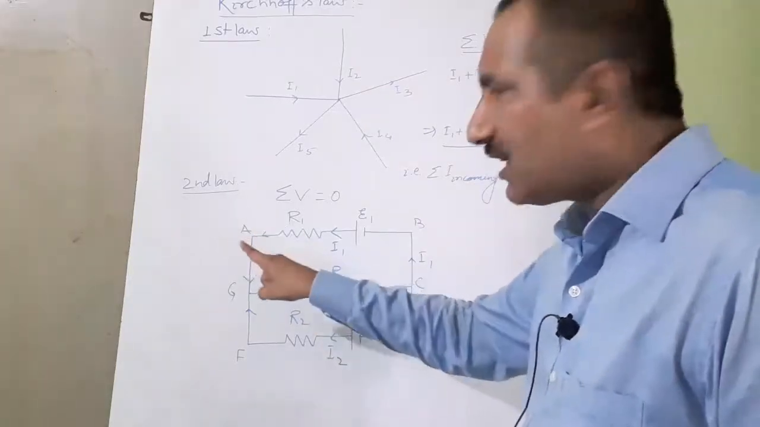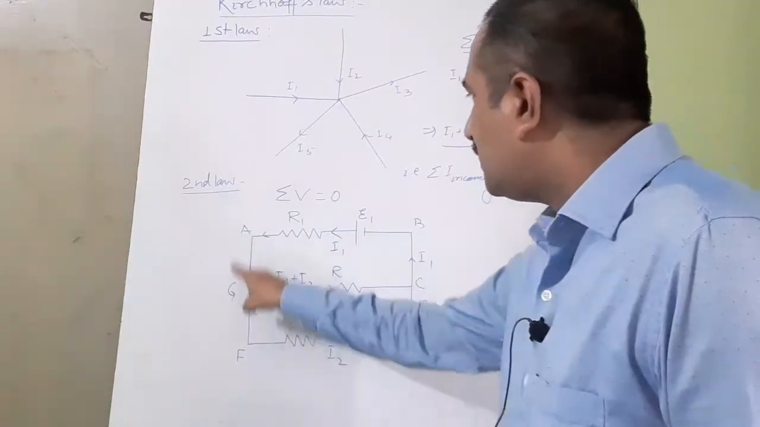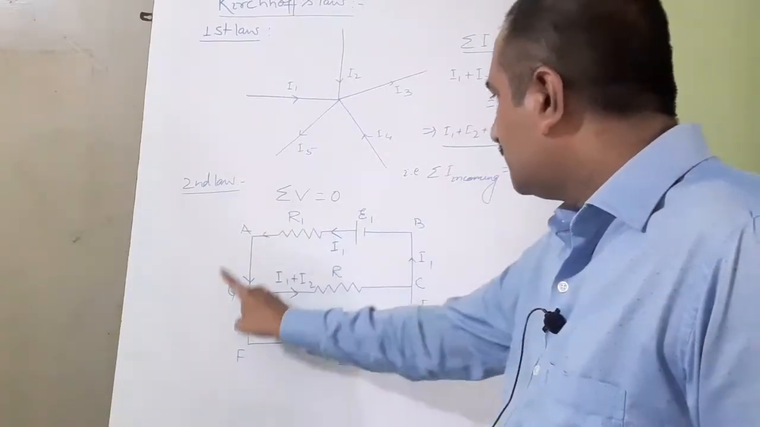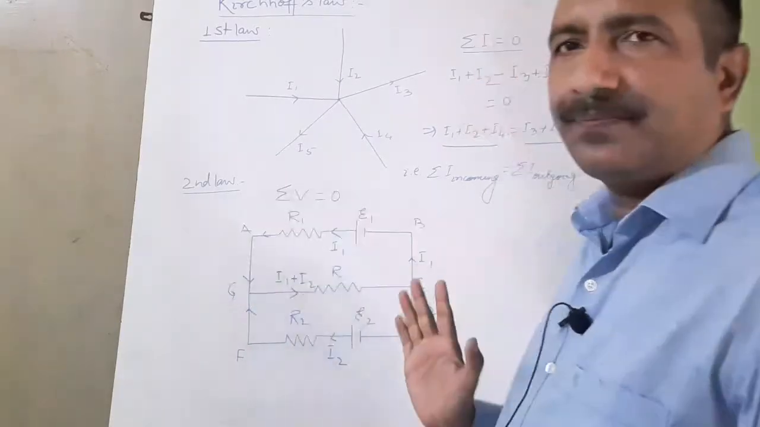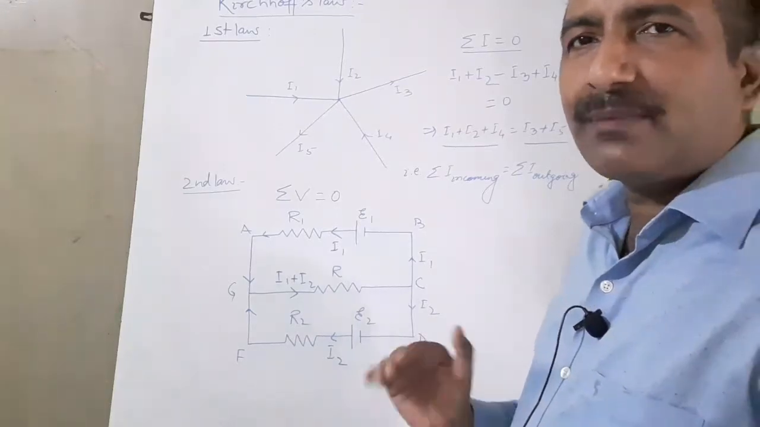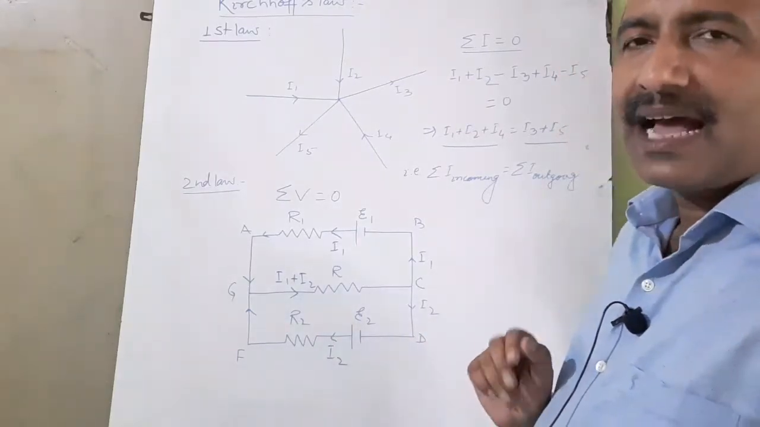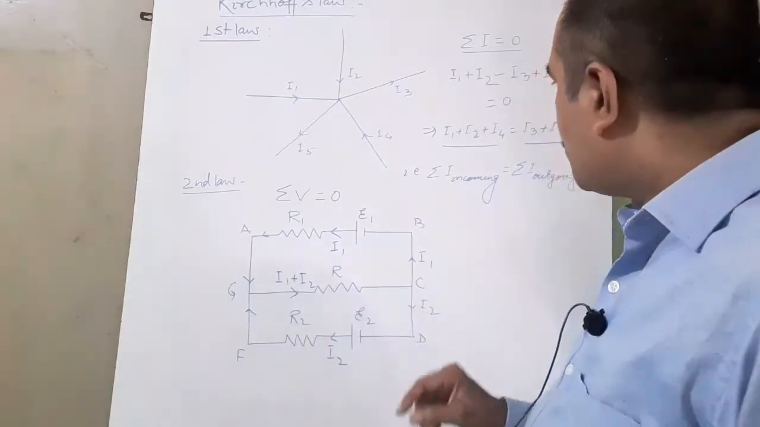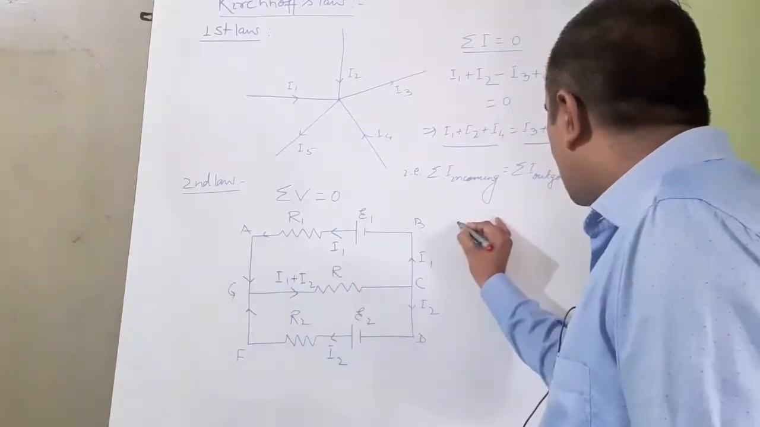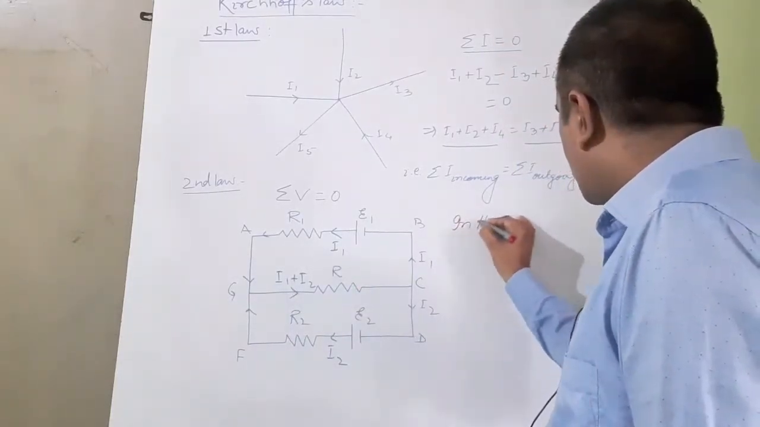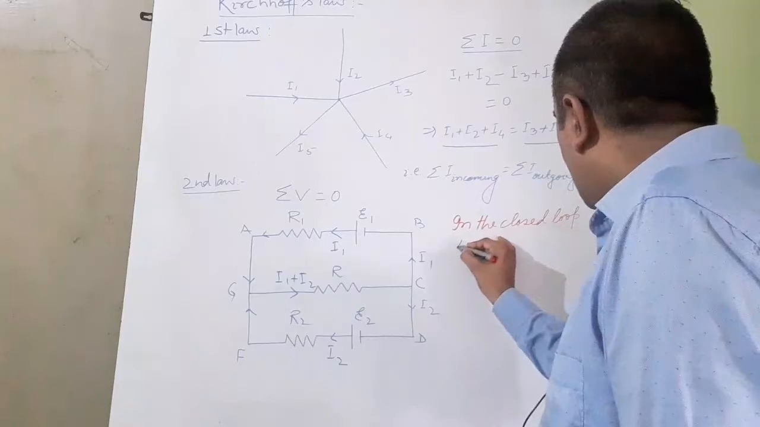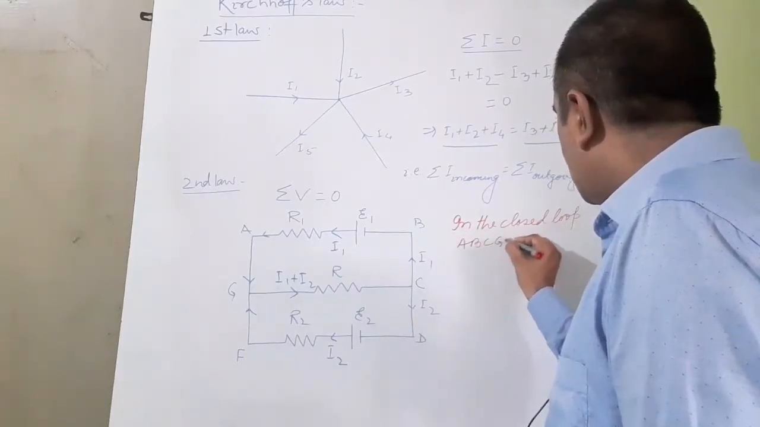You see, how many closed circuits are there? A, B, C, G, A; A, B, D, F, A; and G, C, D, F, G. So there are three closed circuits which can be taken into consideration. I am discussing one by one. So if we take the closed circuit A, B, C, G, A in the closed loop, A, B, C, G, A.